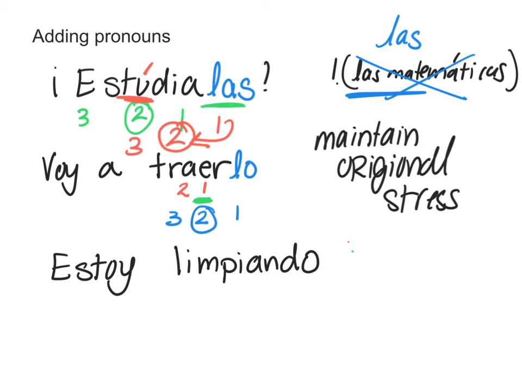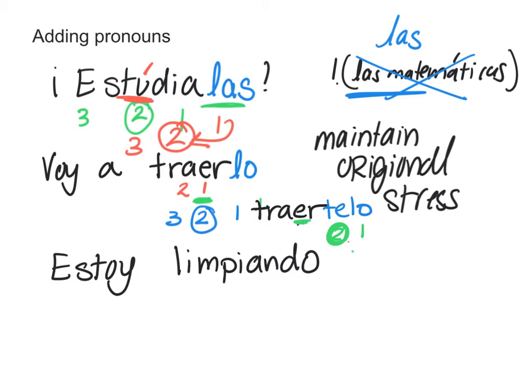But what happens if instead I want to say, I'm going to bring it to you? So now we have traer still. Our stress still should be here on the E. And let's add, I'm going to bring it to you. Traértelo. Now our rule says it ends in a vowel, so our stress should be on the second to last. But now the second to last is way over here.